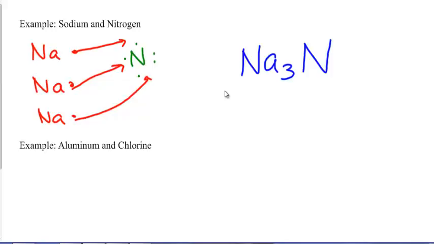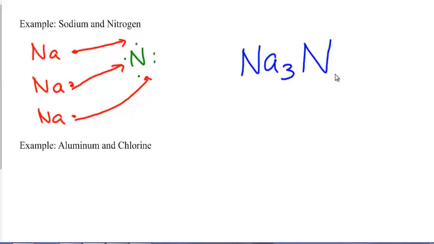When we write the chemical formula, it's Na3 because there's 3 sodiums, N because there's only 1 nitrogen. We never have to write a 1. If there's only 1 atom in a compound, it's known to be 1. By the way, let's put this in perspective. We've been talking about compounds.